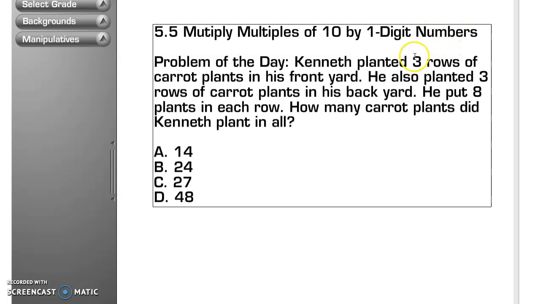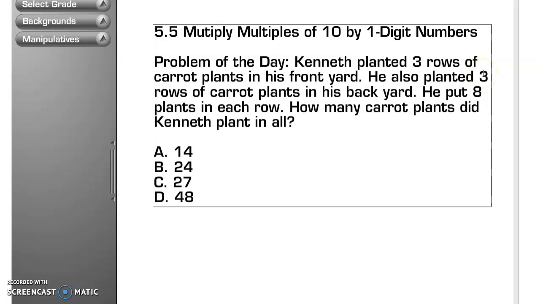Using the cubes method, we're going to circle the numbers 3, 3, and 8. We're going to underline the question, how many carrot plants did Kenneth plant in all? We're going to box the clue word, which is in all. So we know that we're going to add the 3 rows of the front yard to the 3 rows in the backyard, which is 3 plus 3 is 6.